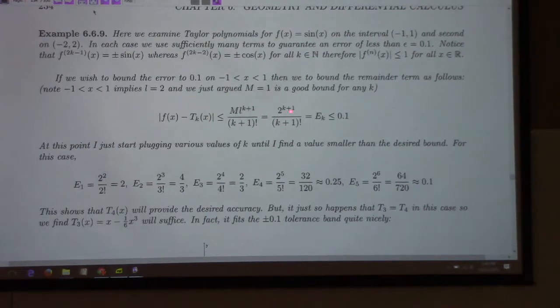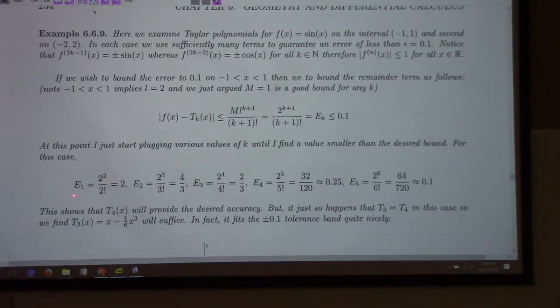How do you solve 2 to the k plus 1 over k plus 1 factorial less than or equal to 0.1? You don't solve for k, right? You just start looking at values one after the other. We were talking about this, Josh. You're like, how do I solve something like this? You don't solve it. You just start probing numerically until you find the first place that you win.